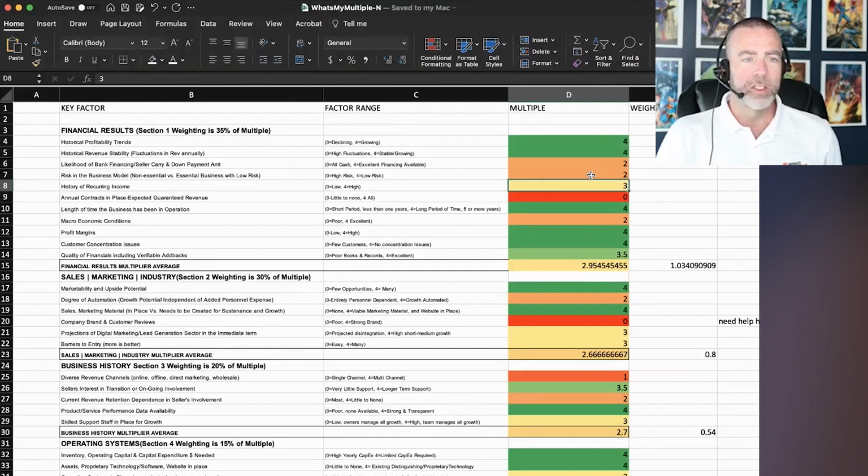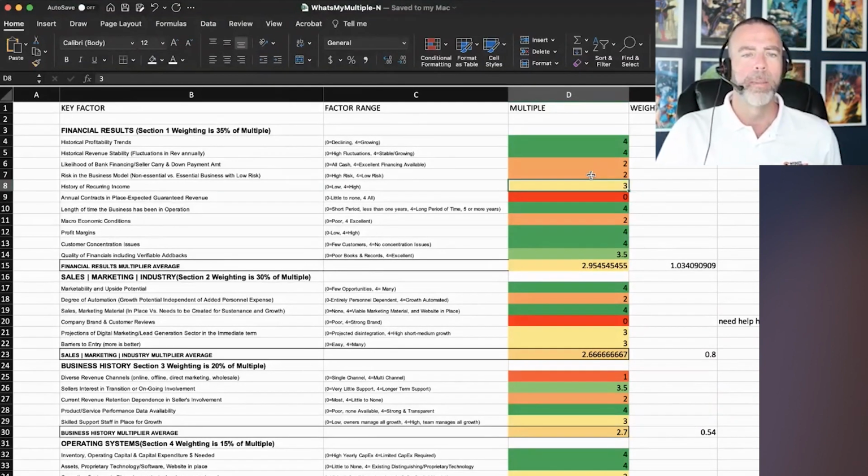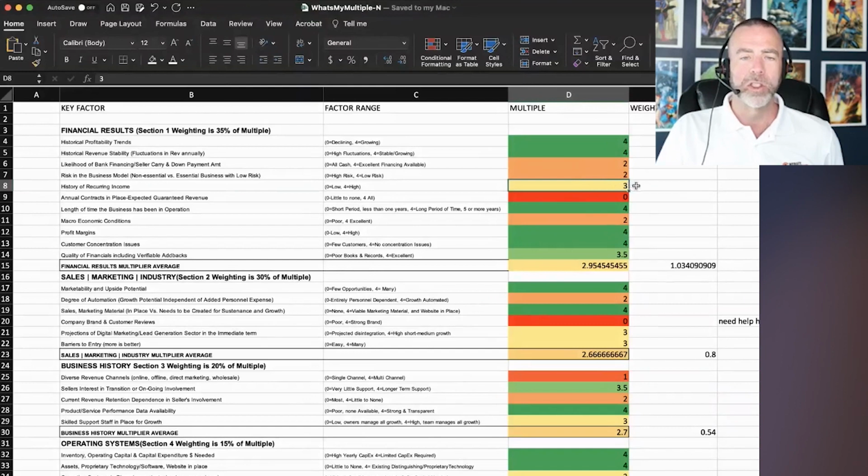The next one we have is a history of recurring income. They are starting to get some recurring income. That's actually really picking up in the last couple of months, but they don't have like 2 years worth of recurring income historical growth. So I gave them a 3. It's a little bit better than the middle of the road, but not as high as it could be.